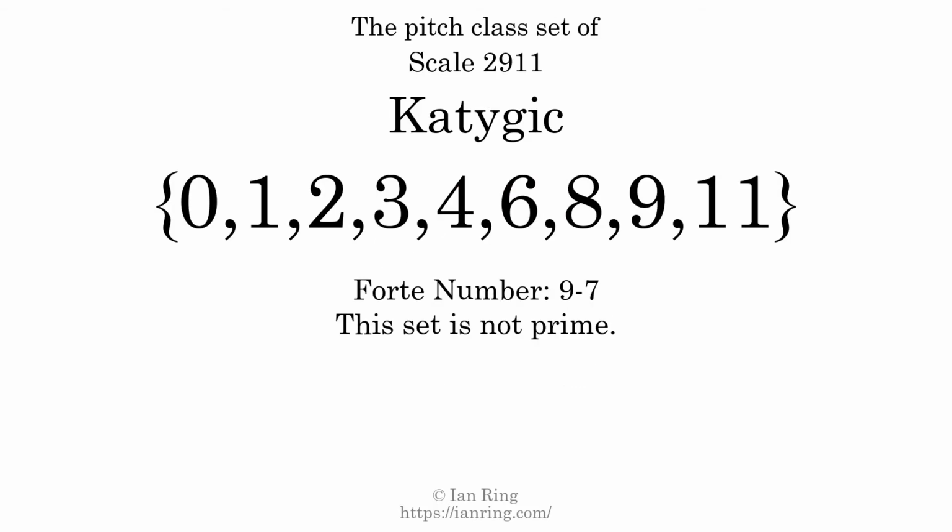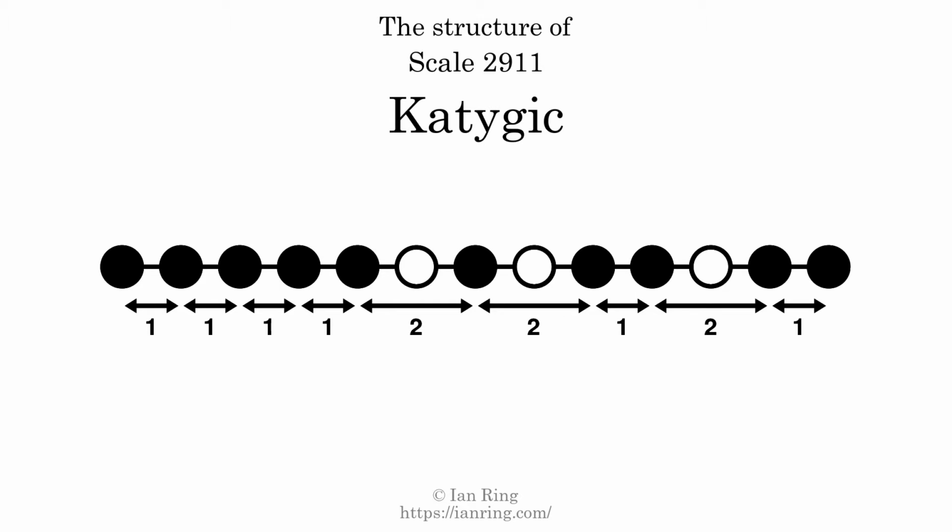The pitch class set for this scale is 0, 1, 2, 3, 4, 6, 8, 9, 11. The forte class is 9-7. This set is not prime. The structure of a scale is a description of the interval distance between each successive tone. This scale has a structure of 1 1 1 1 2 2 1 2 1.